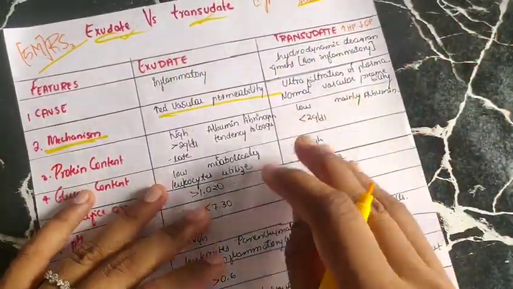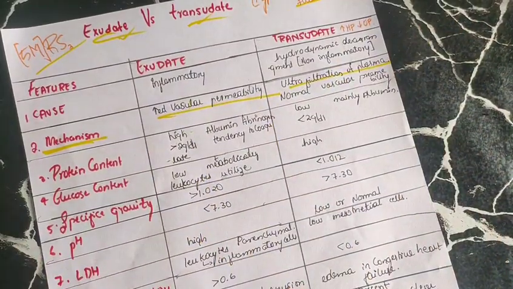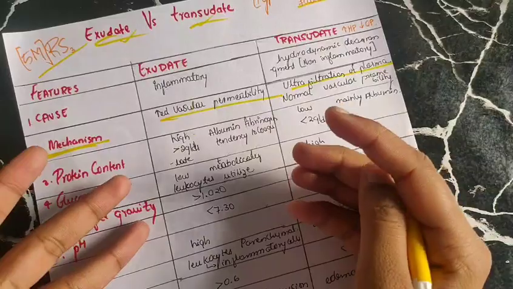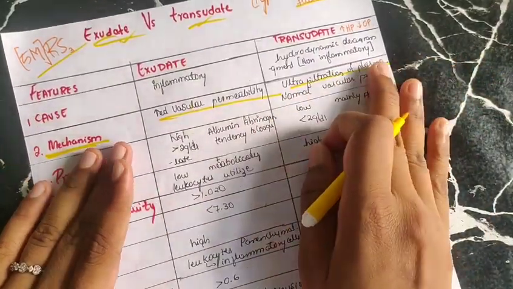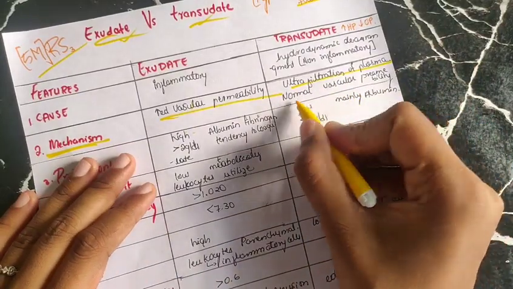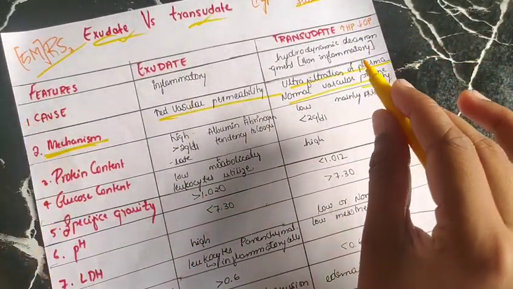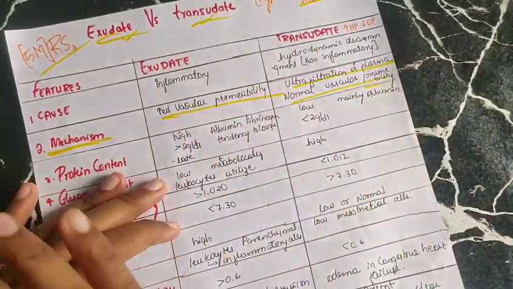Whereas transudate is nothing but ultrafiltration of plasma. You have studied this in previous classes also. Ultrafiltration means the proteins and the larger molecules cannot come out. This ultrafiltration of plasma is a transudate. So vascular permeability will be normal. The space between the endothelial cells will be normal, but there is only ultrafiltration of plasma. So if you know only this point, you can say everything.